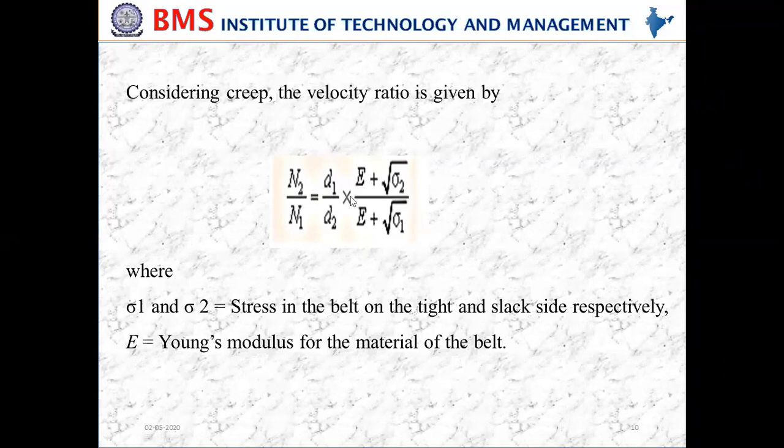So when you take the stresses into consideration along with Young's modulus, N2 by N1 is equal to D1 by D2 into E plus square root of sigma 2, divided by E plus square root of sigma 1. So when you consider creep while calculating the velocity ratio, the equation changes from D1 by D2 to D1 by D2 into E plus square root of sigma 2 by E plus square root of sigma 1. So we are talking about the slip and creep phenomena and their effect on the velocity ratio. Because of these two effects, slip and creep, the velocity ratio is going to be reduced.